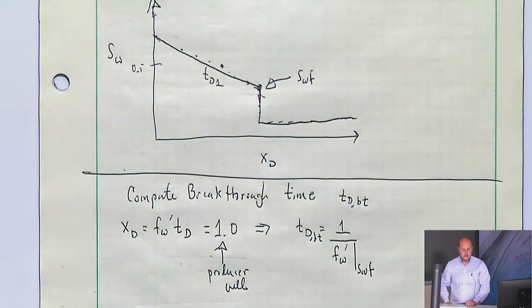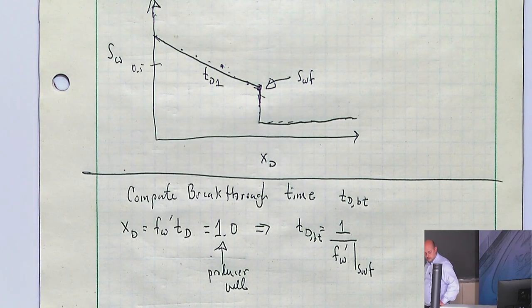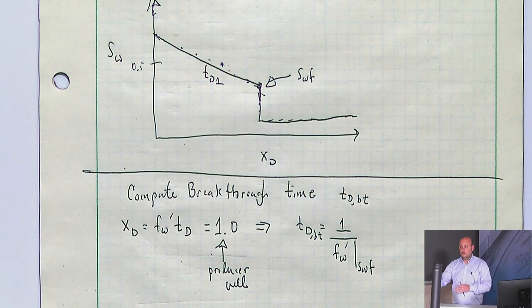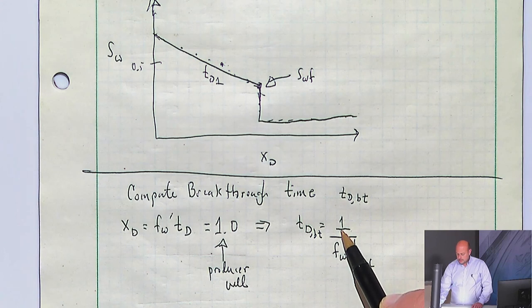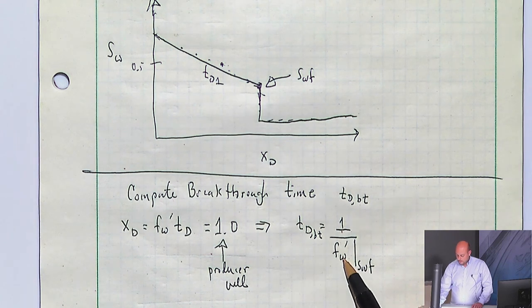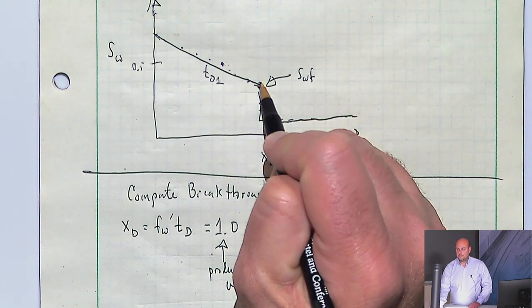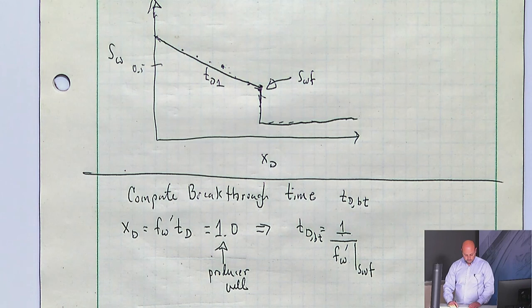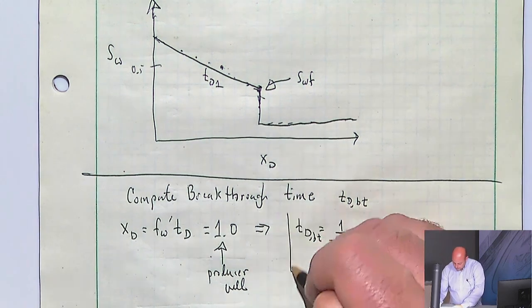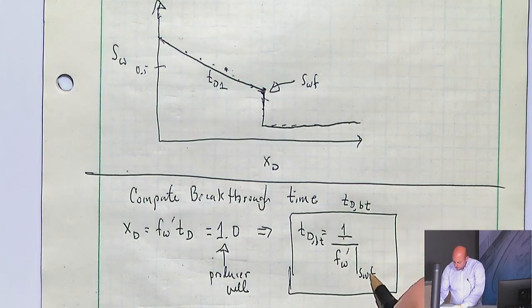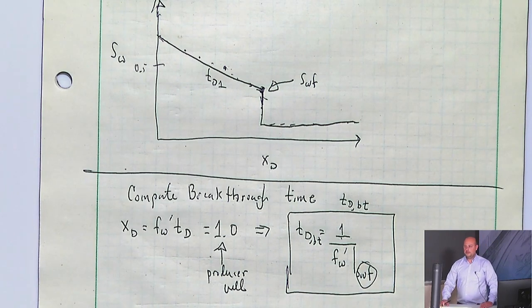So this is a very easy way. I shouldn't say very easy, but it is a fairly easy way to calculate the breakthrough time, the time at which the water that you inject takes to reach the producer well. It's 1, because XD is equal to 1 at the producer, divided by the derivative of fractional flow. Obviously that's a function of saturation, so we need to know what saturation, and it's the saturation of this moving front here, SWF. We'll talk more about how to find SWF next week.